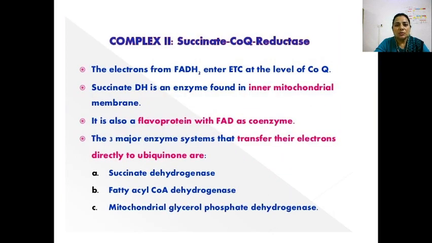Then about complex 2, succinate coenzyme Q reductase. The electrons from the FADH2 enter the electron transport chain at the level of coenzyme Q. Succinate dehydrogenase is an enzyme found in the inner mitochondrial membrane. It is also a flavoprotein with FAD as coenzyme. The 3 major enzyme systems that transfer their electrons directly to ubiquinone are the succinate dehydrogenase, the fatty acyl coenzyme A dehydrogenase, and the mitochondrial glycerol phosphate dehydrogenase.